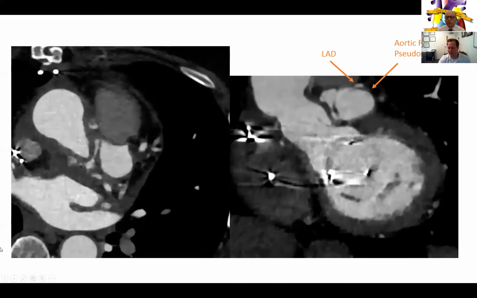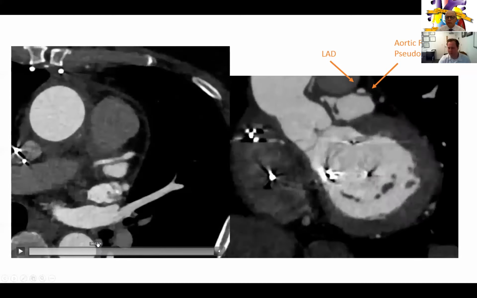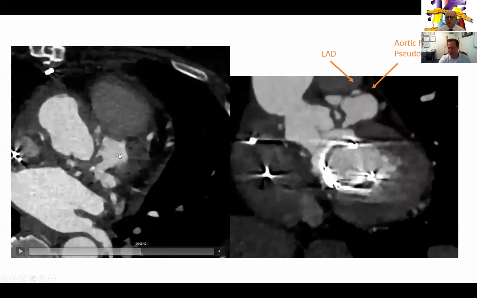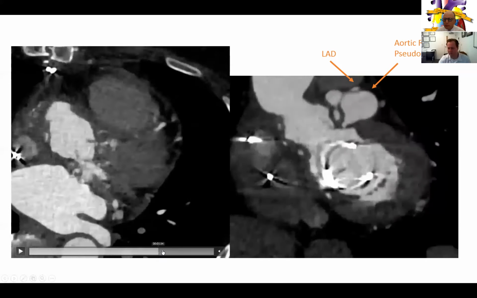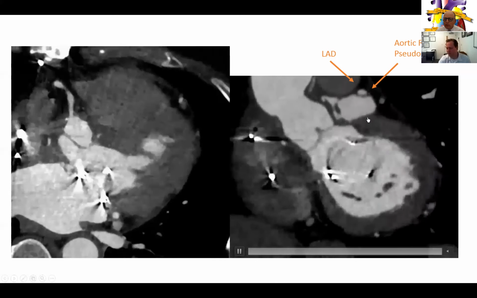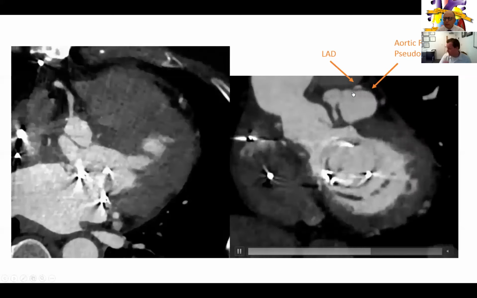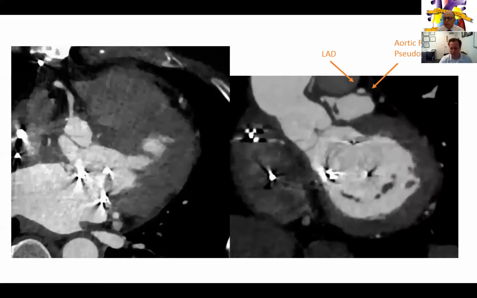Okay, so here's another example. This is a patient who has a bioprosthetic mitral valve, but what you're actually seeing here is a large pseudoaneurysm involving the aortic root. And then here on this 4D reconstruction, you can appreciate this aortic root pseudoaneurysm that's immediately inferior to the left anterior descending artery. So CT really delineates fantastically the anatomy and the relationship to the other structures of the heart.